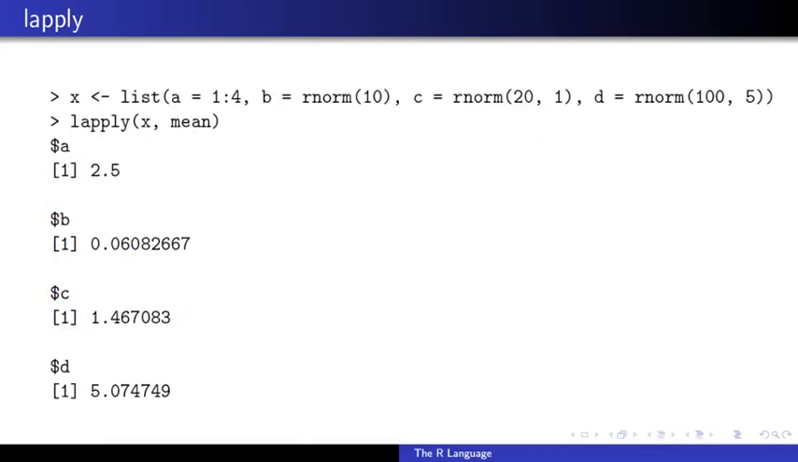Here I've got a slightly more complicated list with 4 elements. I'm calling lapply on each of those elements and getting the mean of each of them. So now I've got a list with 4 elements. The names are preserved, and notice that each of the elements of the original list was a numeric vector of some sort, but what I'm getting back is a vector with just a single number in it for each element of the list.